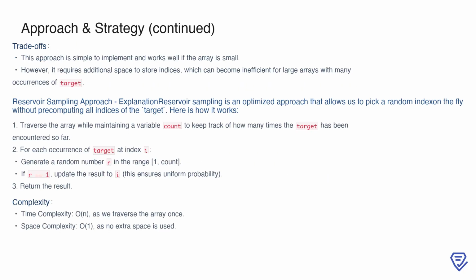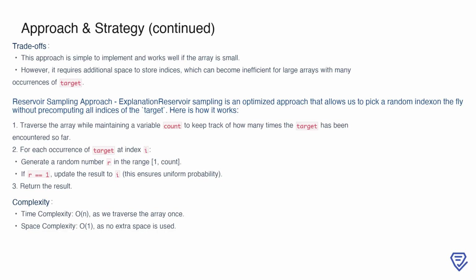Now, let's discuss the trade-offs and introduce a more efficient method called reservoir sampling. While the brute force approach is easy to implement and works well for small arrays, it becomes inefficient for larger datasets because of the additional space required to store indices. Reservoir sampling, on the other hand, addresses this limitation by allowing us to pick a random index on the fly, without the need to pre-compute and store all target indices.